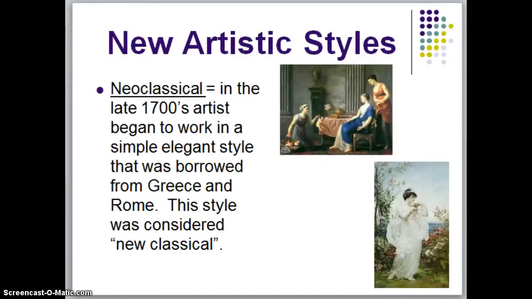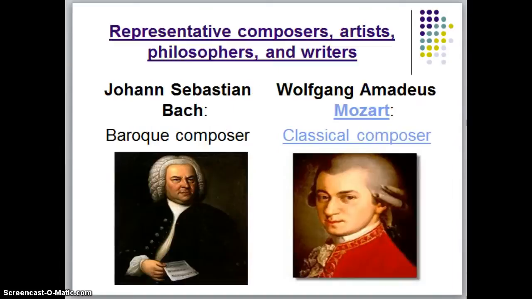We are going to have new artistic styles, and this style is called neoclassical. In the late 1700s, artists began to work in a simple, elegant style that was borrowed from Greece and Rome. This style was considered new classical. We're going to have representative composers, artists, philosophers, and writers.